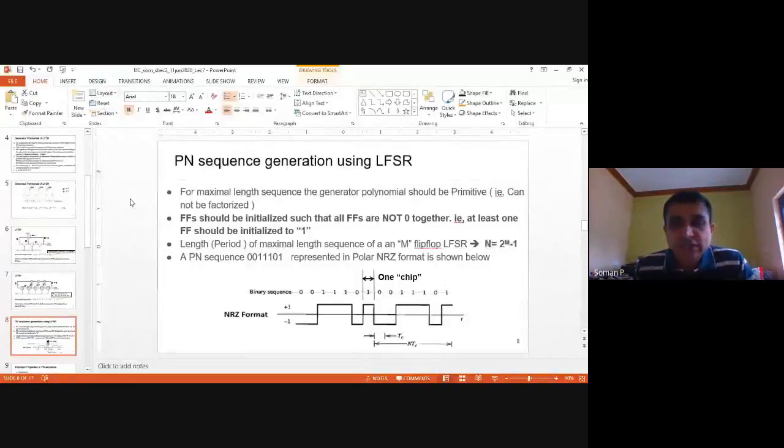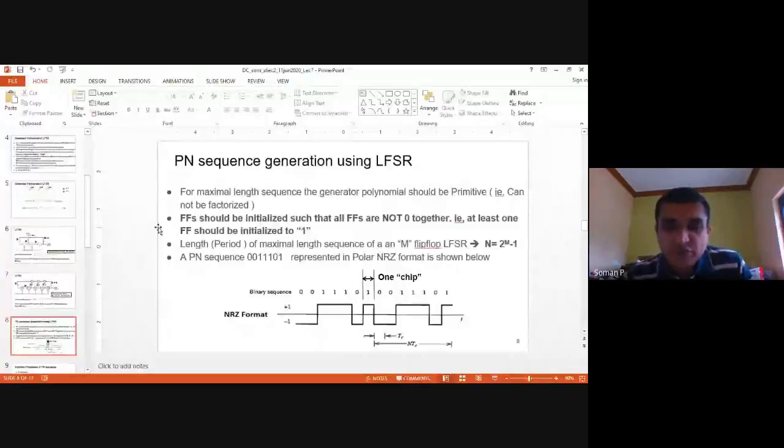So if the number of flip-flops is 3, then the total length of the PN sequence is 2 raised to 3, that is 8, minus 1, so that is 7. That is the case here. Clear?